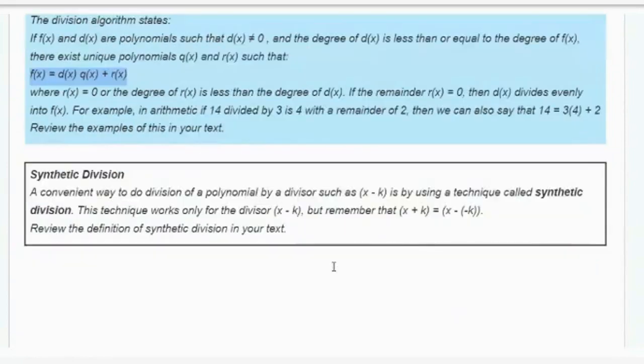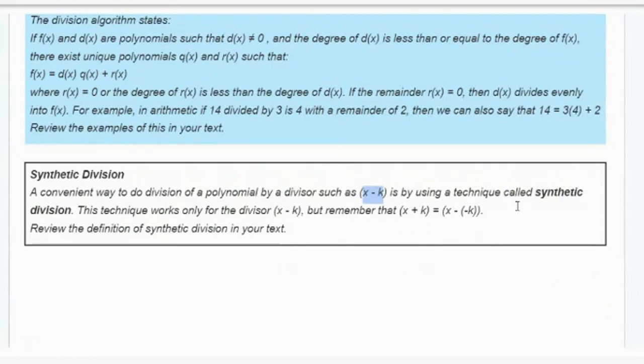So, synthetic division. Love synthetic division. It's a convenient way to do division of a polynomial by a divisor like x minus k. So you don't do that when you have something like 2x or 3x. But if you just have x minus k, we can use synthetic division.